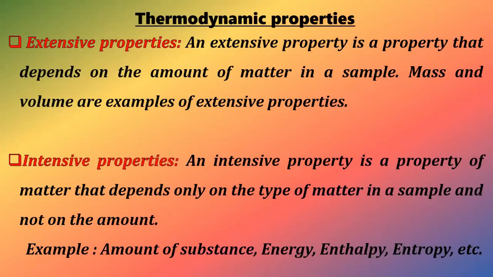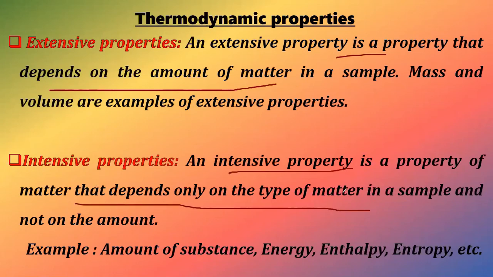So next we are having the thermodynamic properties, and as you people can know, there are basically two thermodynamic properties. One is intensive property, another is extensive property. Okay. Now extensive property means the properties which are dependent on the amount of matter, and intensive property means the properties that are independent of matter. Okay, so intensive stands for independent. Always remember this. Intensive stands for independent. Now the question arises, what are the examples? So examples are mass and volume for the extensive property, whereas amount of substance, energy, temperature for intensive properties.